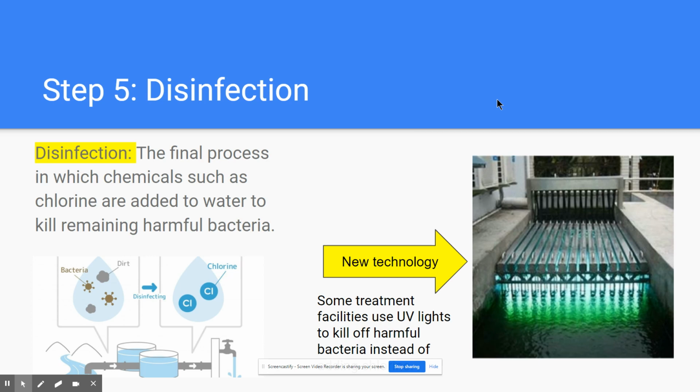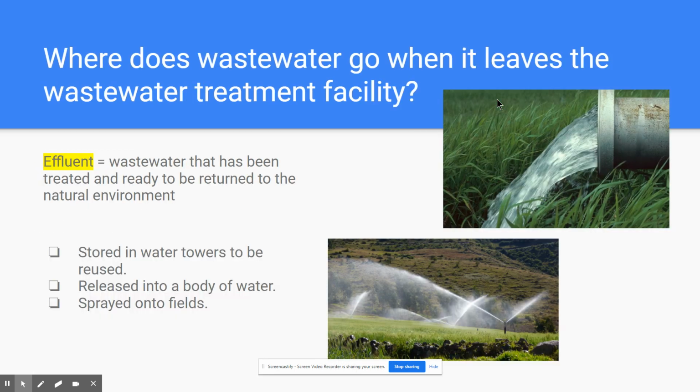where some treatment facilities are now using ultraviolet lighting. So instead of adding chlorine, essentially what they're doing is zapping the water with high intensity ultraviolet light. And this kills a lot of bacteria, and particularly a lot of harmful bacteria, instead of adding chlorine to the water. Step 5, disinfection.